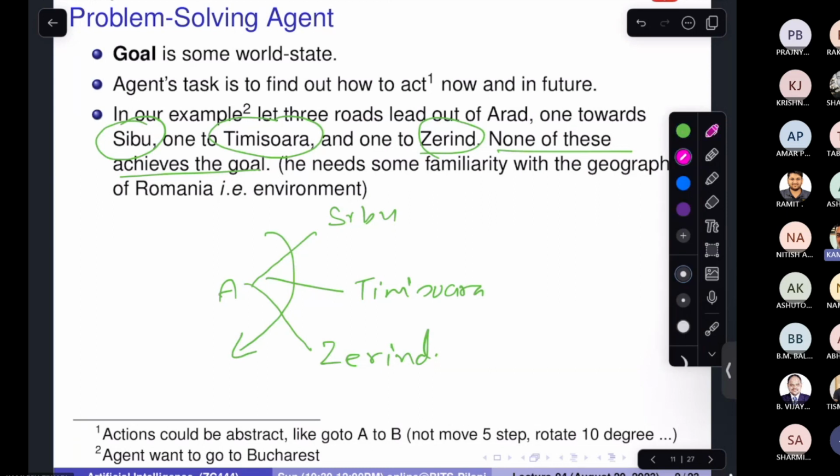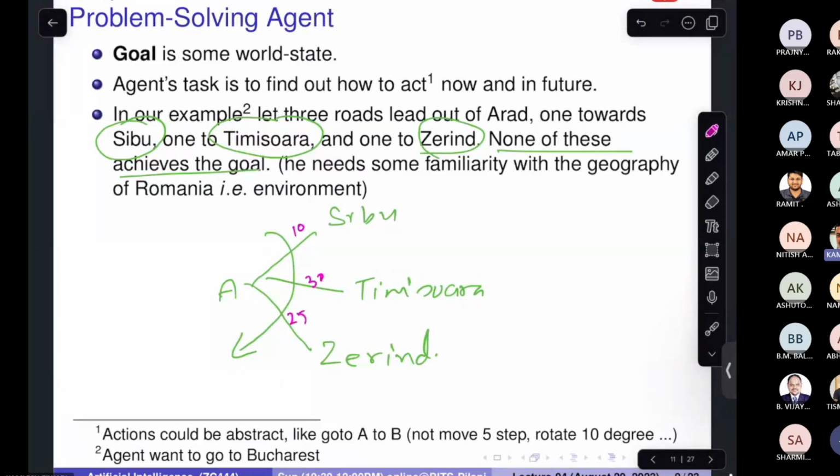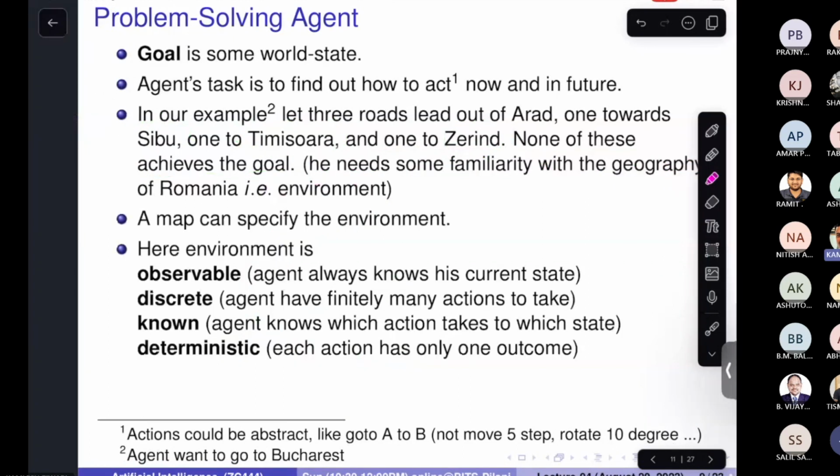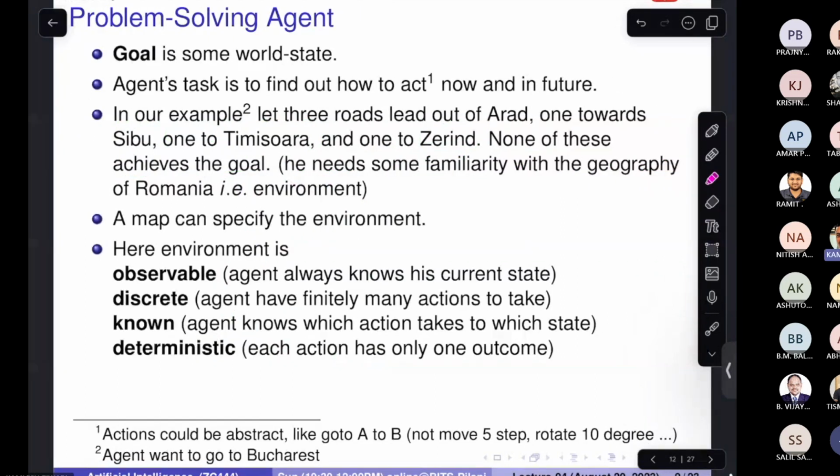That I am going to move in the direction which is the shortest. For example, it is 10 kilometers, it is 30 kilometers, it is 25 kilometers. If the strategy is that I would take the shortest path, then the agent is going to move to Sibiu. So to take the right decision in a comprehensive way, he needs some familiarity with the geography, meaning a map. He needs some map. Then only he can go ahead.